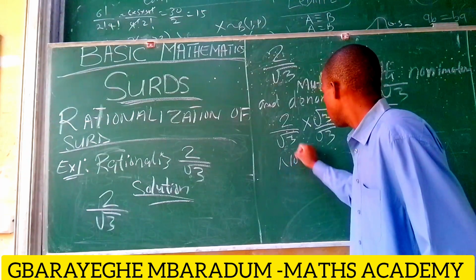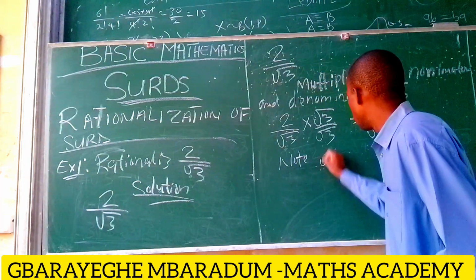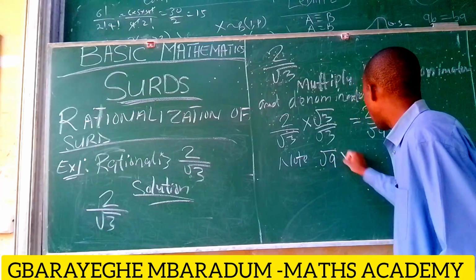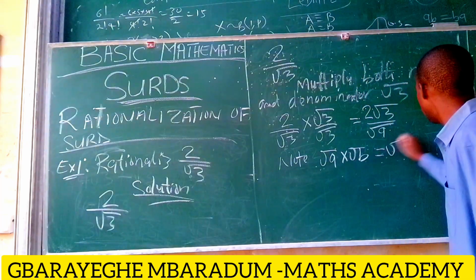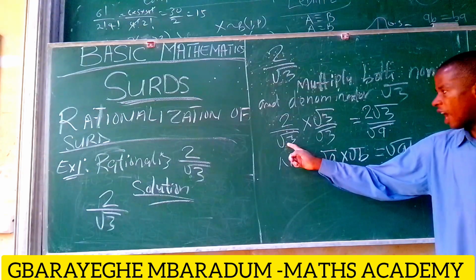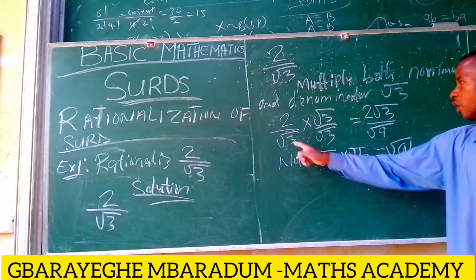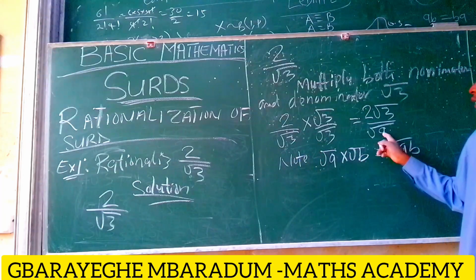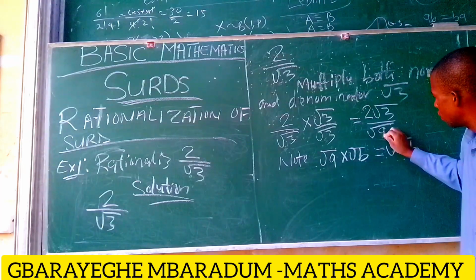Note that based on the law of surds, one of the laws states that root A times root B is equal to root of A times B. At this point, we have root A, and this one represents our root B. That's why root A times root B gives us the root of 3 times 3, which is 9.